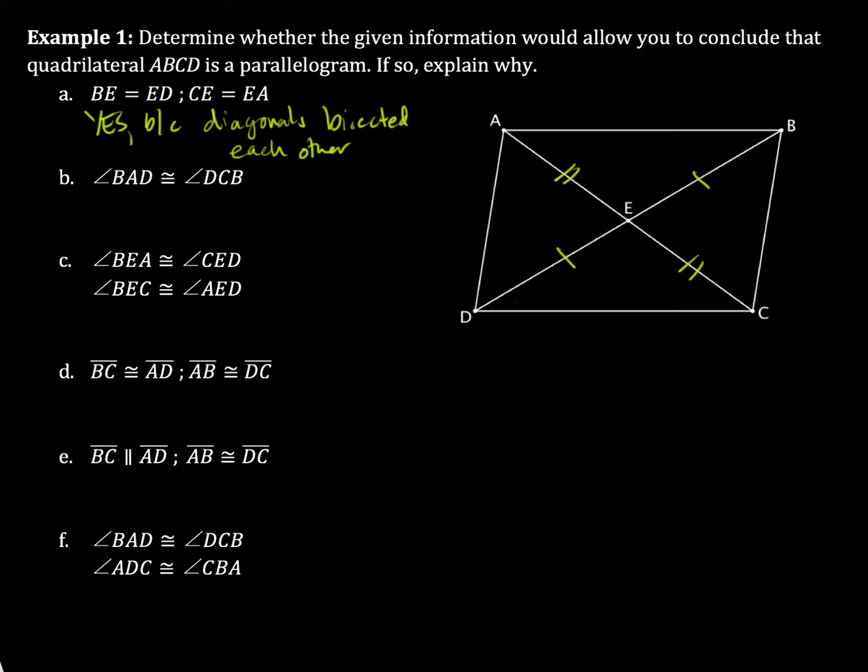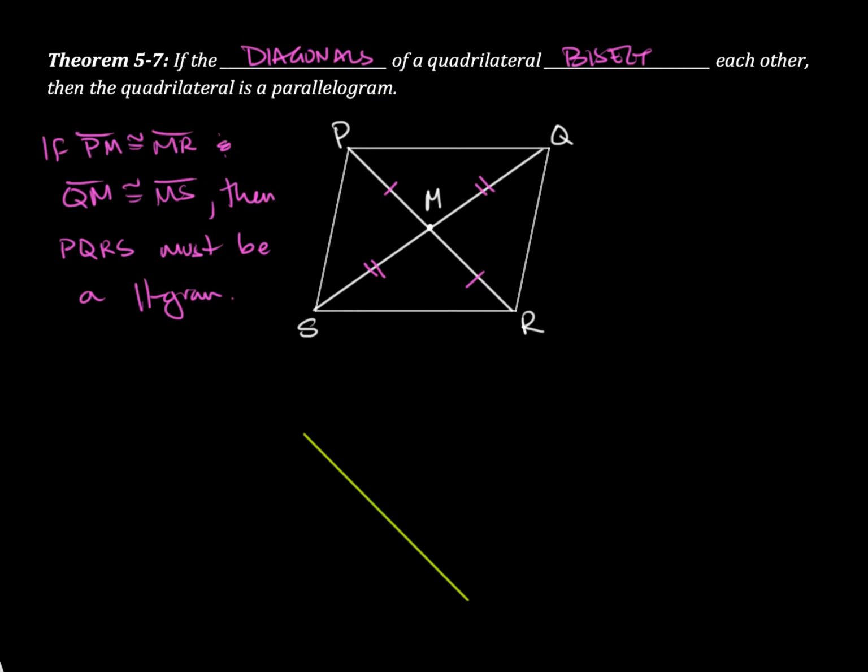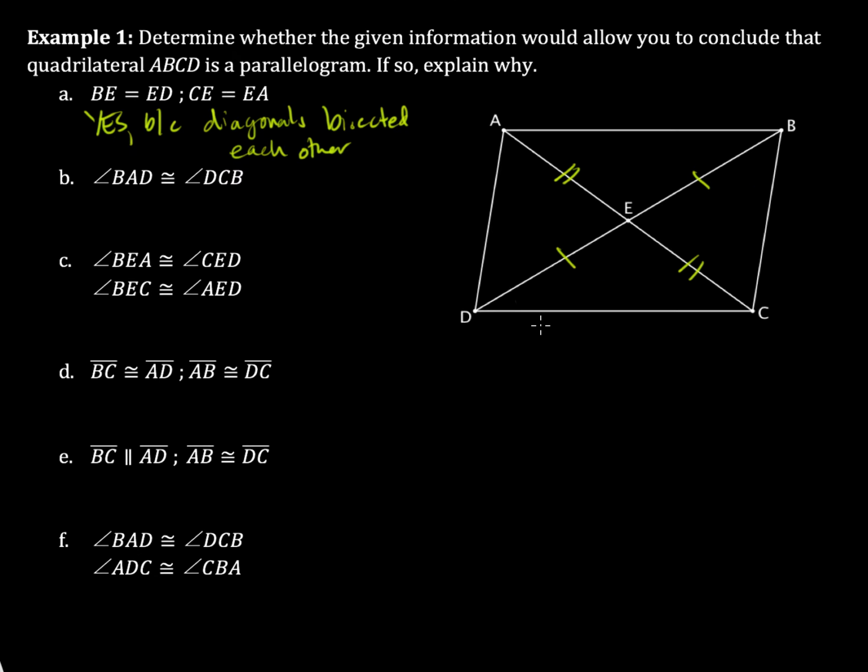So if you're a theorem memorizer, this looks like it would be theorem 5-7, right? That the diagonals bisect each other, then we have a parallelogram. So that would be what this case would be. Yes, this is a parallelogram with this given information because the diagonals bisect each other. Example B, let me get rid of my markings here.